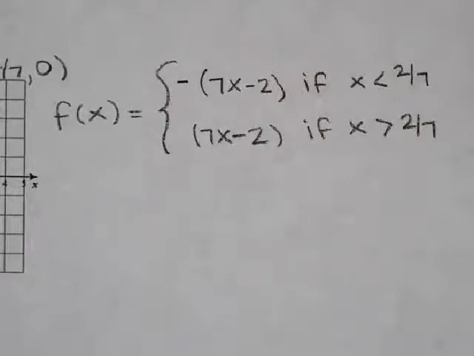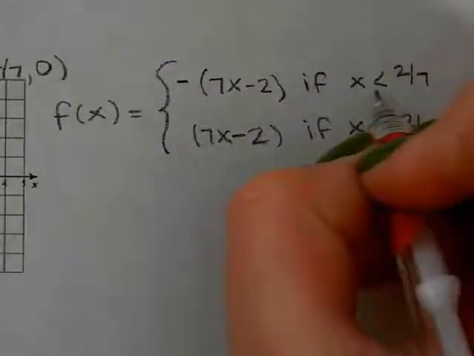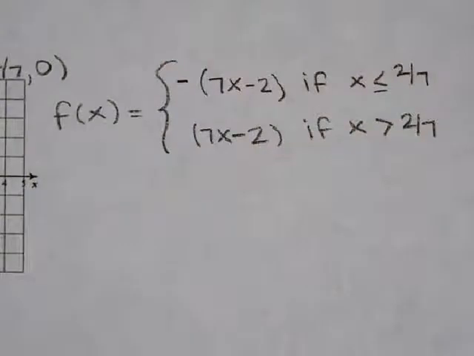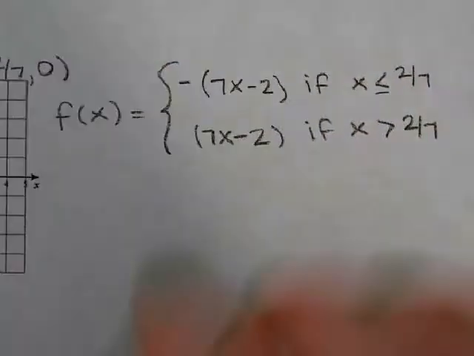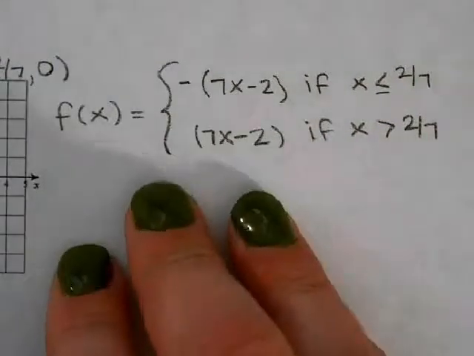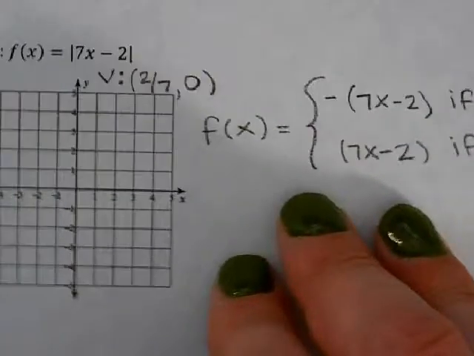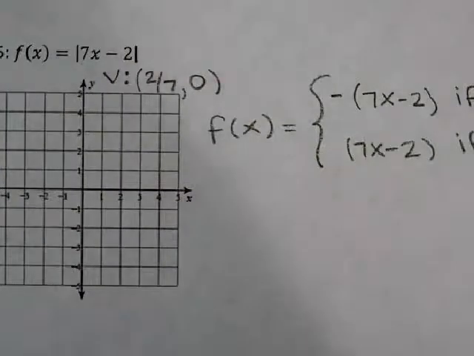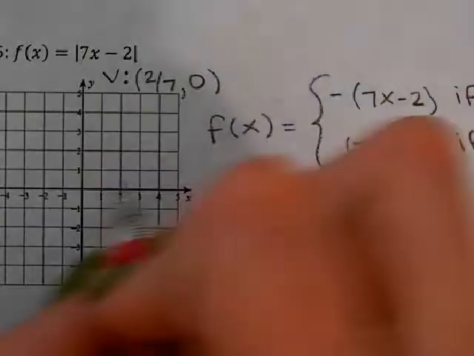All right. Let's go ahead and put a dot for our vertex because we can at least do that. So 2/7, 0, like right in here maybe? Okay.